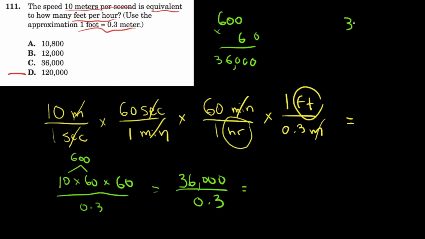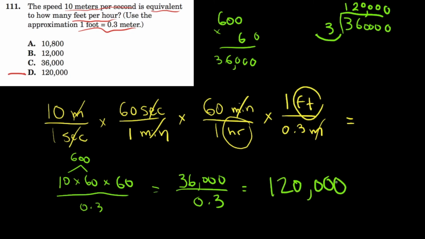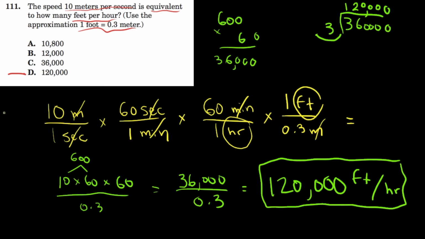So 36,000 divided by 0.3. I don't like to divide by a decimal, so I'll move that 1 space to the right and add a 0. 3 goes into itself once with nothing left over. 3 goes into 6 twice with nothing left over. And it goes into all these zeros 0 times with nothing left over. So this is 120,000, the number of feet per hour. So our suspicion was confirmed, and D is the answer.